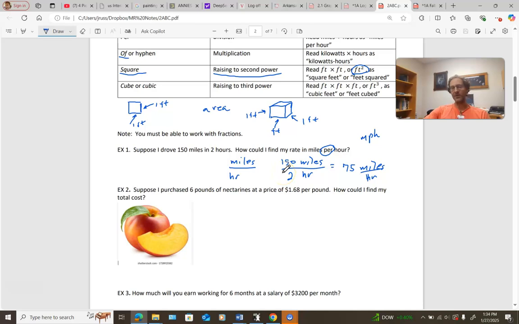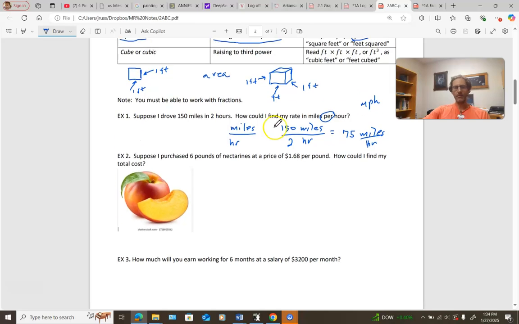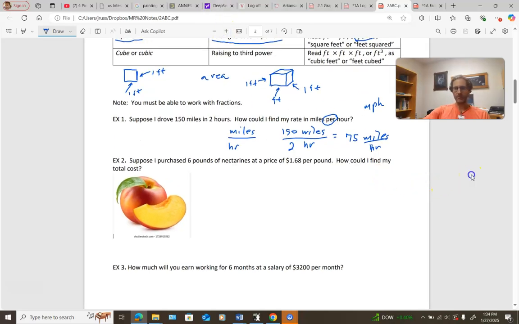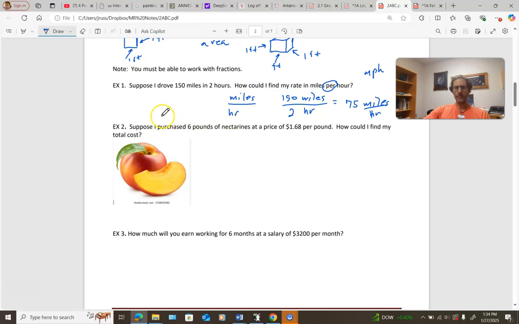All right, there wasn't a whole lot of computation that we had to do on that one. Let's look at example 2 here. I'm going to start zooming in some. Example 2 says, I purchased 6 pounds of nectarines at a price of $1.68 per pound. So here again, we see that word per. How could I find my total cost? Intuitively you could think, if each pound is $1.68 and I bought 6 pounds, then you just multiply, right?